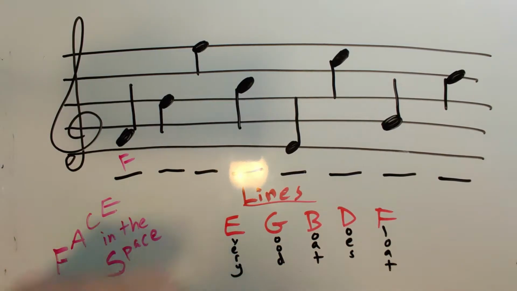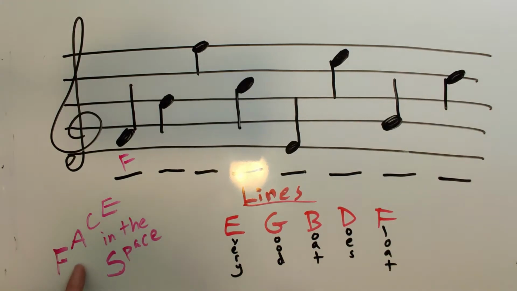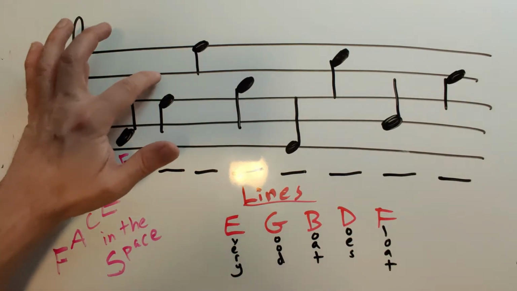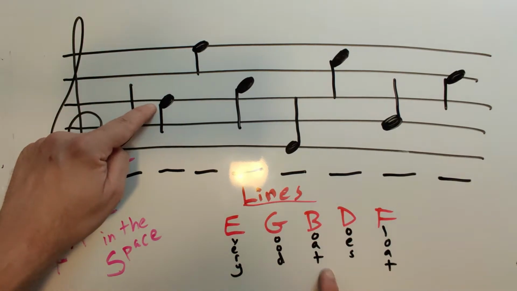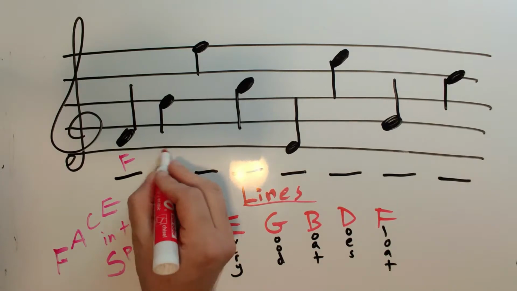Our next one, is it on a line or a space? It's on a line. So which pattern are we going to use? The face in the space or the lines? Every good boat does float. We're going to use the lines. So what's our lines again? It is every good boat does float. And what letter does boat start with? A B. So this next one is going to be a B.